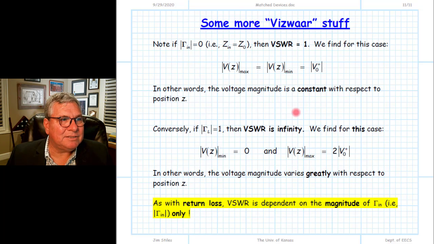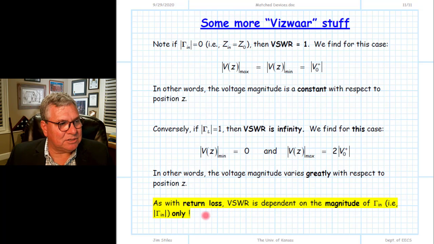And so what we find is VSWR isn't a very sensitive measure. Anything between 1 and 2 would be a good match. Anything worse than that would certainly not be considered a very good match. So between 1 and 2 is okay. Between 2 and infinity is bad. Return loss has much more sensitivity because we're using the log value. So, a good match might be a return loss of, let's say 30 or 40 or 50, 60 or more dB, something like that.